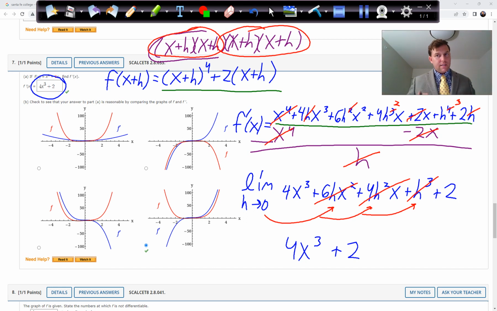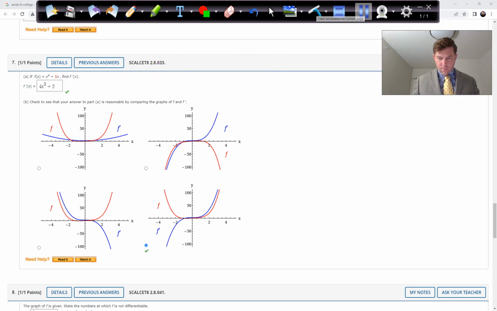Okay, so there's a lot of stuff I didn't show you there. I didn't show you the double FOIL. You have to do a lot of accounting there. Just make sure you keep track of it all. And then combine like terms, subtract out the original equation, cancel out one h from every term, make the remaining h's zero, and you should get the derivative.